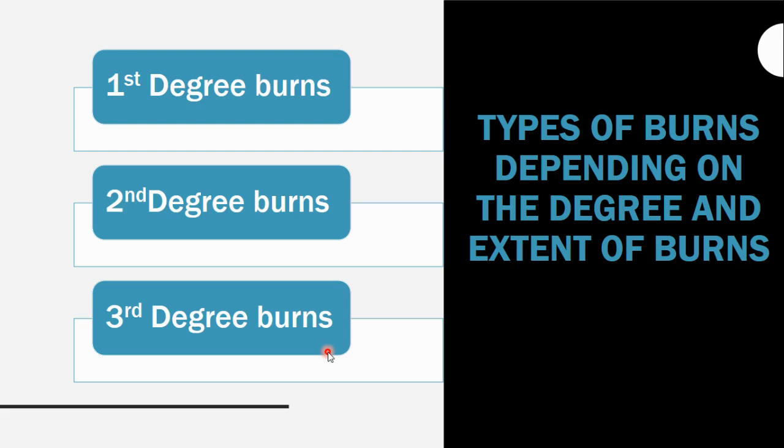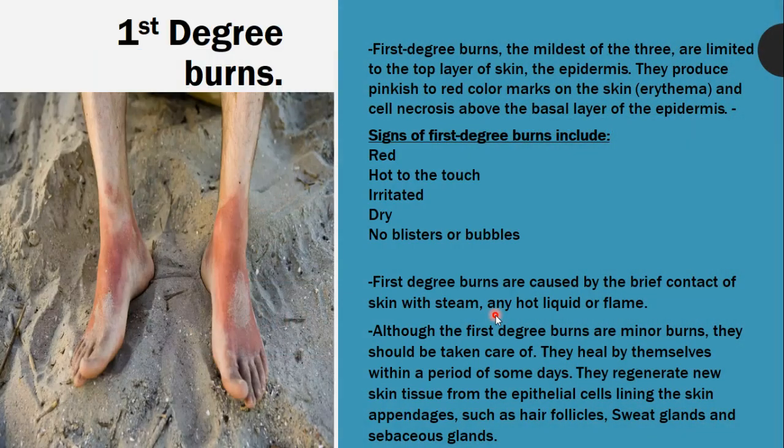Types of burn depend on the degree and extent of the burns. There are first degree burns, second degree, and third degree burns. Let's go into specifics. As you can see here, there is a picture of a first degree burn. This is a sample of a first degree burn.